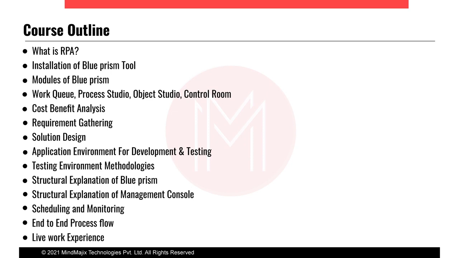The major parts in Blue Prism are work queues, process studio, object studio, and control room. The last one is the system tab, from which you will use only a few options, not all of them. When it comes to work queues, process studio, object studio, and control room, these are the major parts you have to learn more.